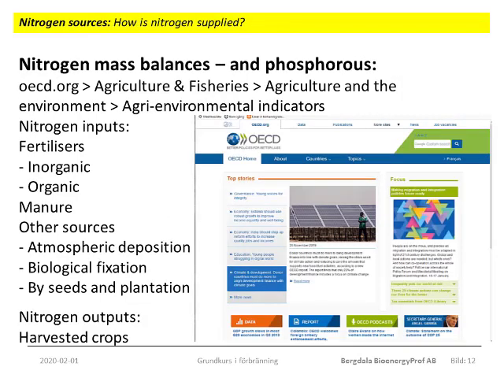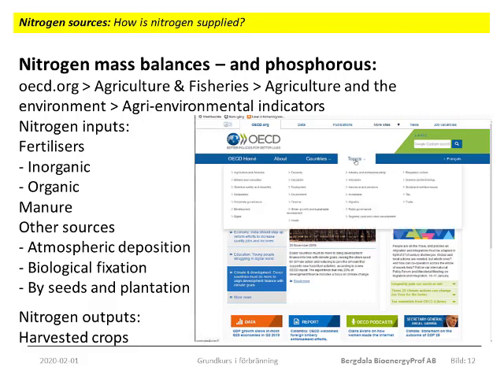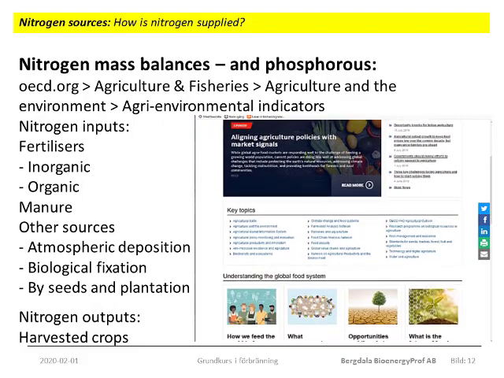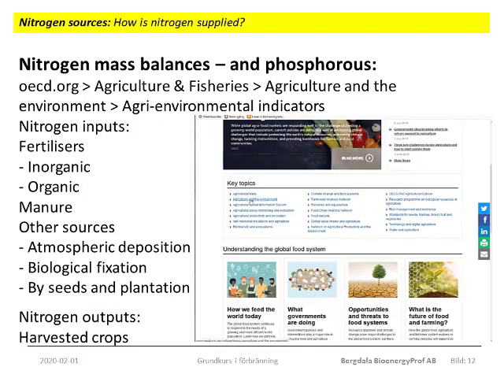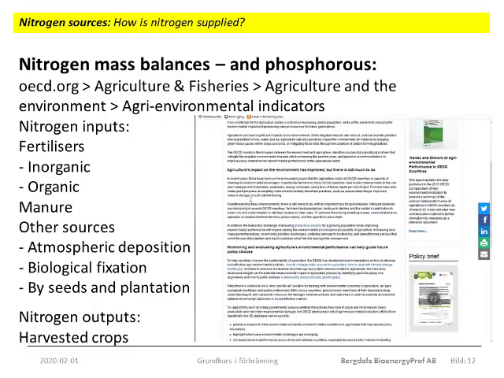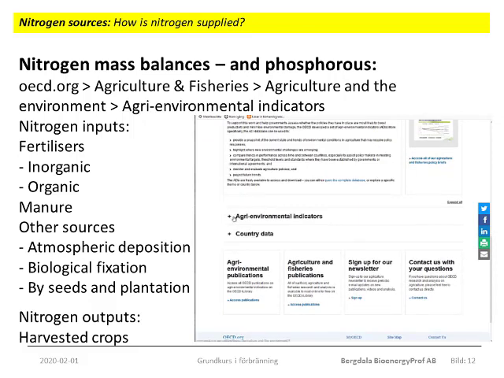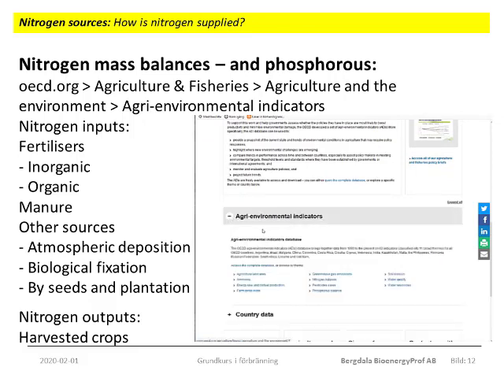Now go to the OECD homepage and work your way through the environmental indicators for agriculture. Here you will find links to nitrogen and to phosphorus balances on a national level. Not all countries in the world are included, but quite a few are.